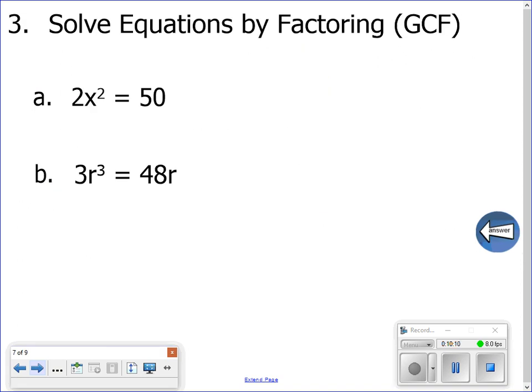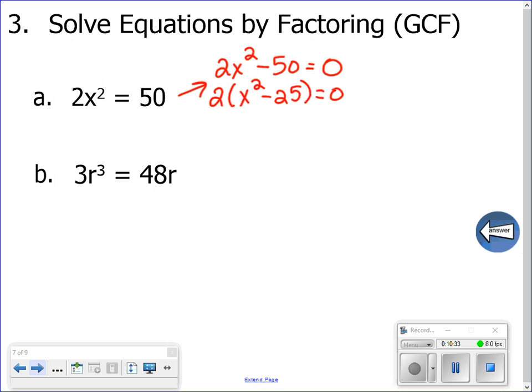Again, when we're solving, we want to make sure that everything's on the same side. So I'd rewrite this equation so that 50 is on the same side, so subtract it on both sides. Factor out your greatest common factor, so we have a GCF of 2. That would give me x squared minus 25 equals 0. Once I factor out the GCF, I see that, hey, the inside is a difference of squares.